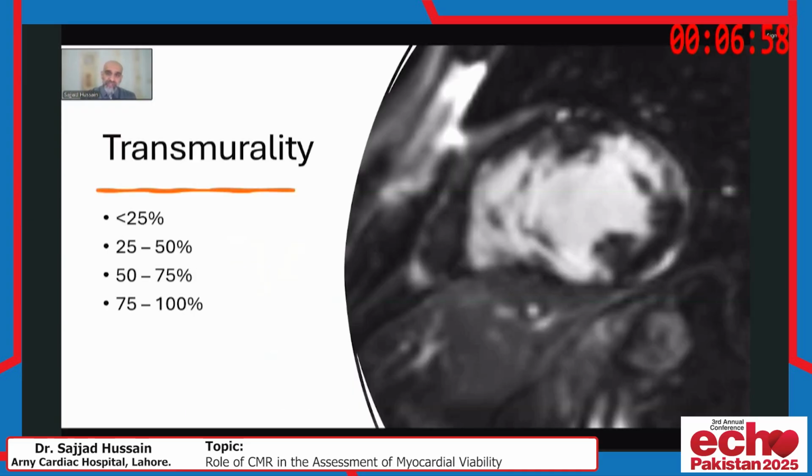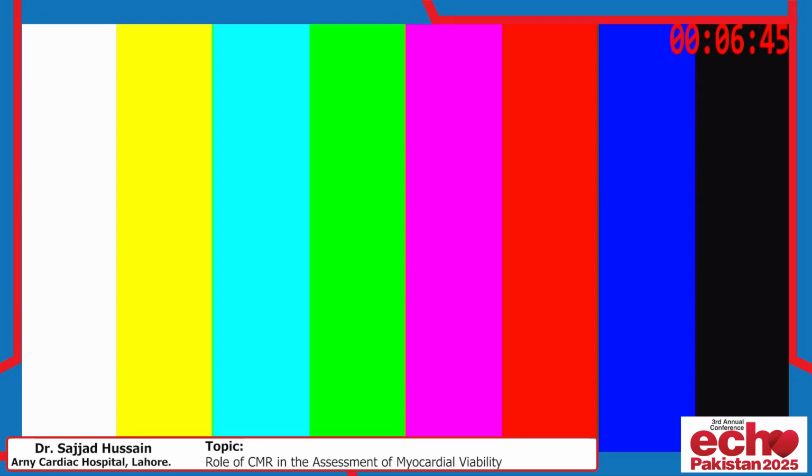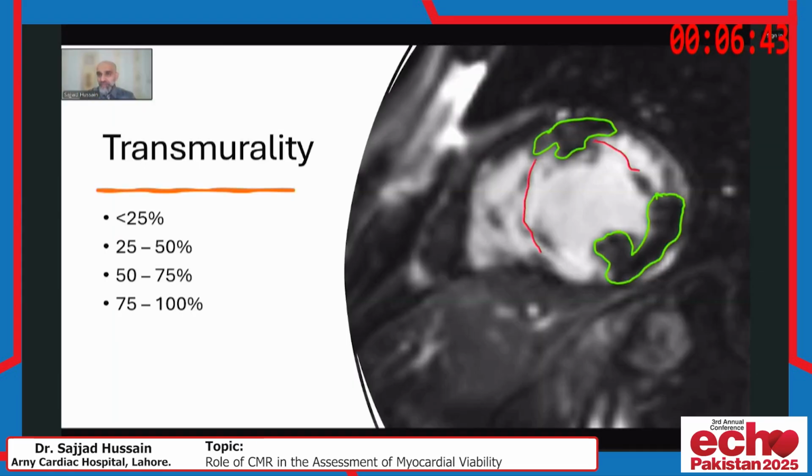Now, let's look at this image from the same patient. So this is a transverse section, short axis, sorry. Now, within the green areas are the normal myocardium, which are black. And then you see the areas that are marked with red, which are highlighted or gadolinium enhancing. So these are the scarred areas.